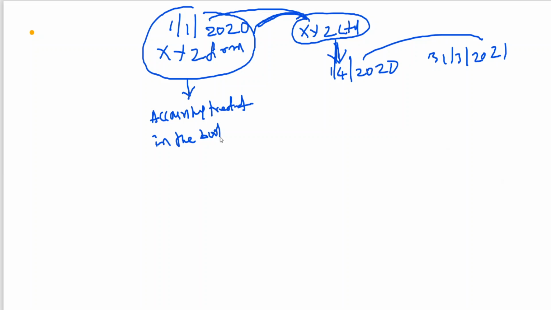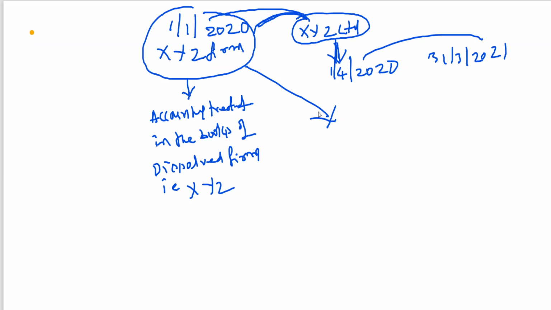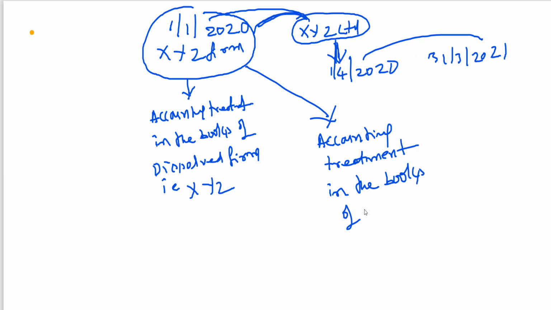in the books of the dissolved firm, that is XYZ, and on the same day, XYZ Limited will also be writing the accounting treatment in the books of the purchasing company, or the company that has been floated. That is on 1st January 2020.